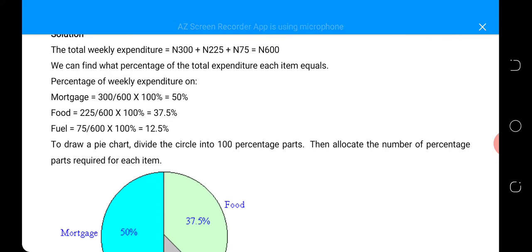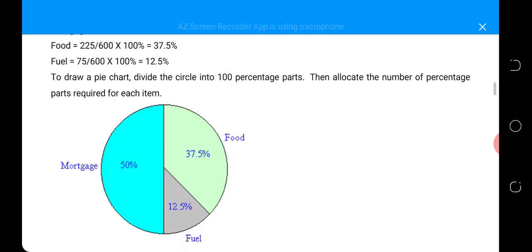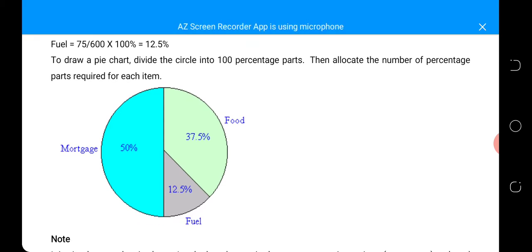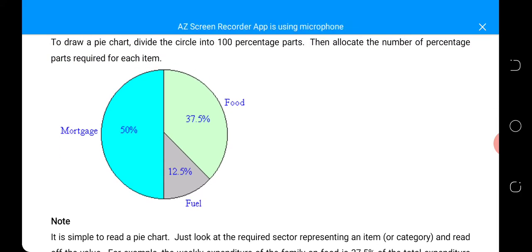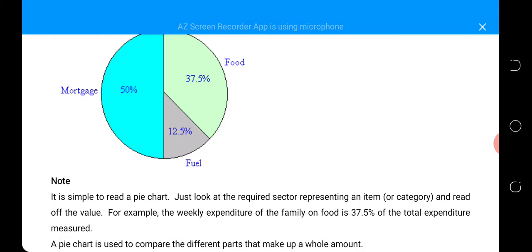To draw a pie chart, we divide the circle into 100% parts. Then we allocate the number of percentage parts required for each item, as shown in the figure below. Mortgage takes 50%, which is half of the whole circle. And the remaining half is shared between food and fuel. But food takes the larger percentage of the remaining half because it has 37.5%, which is more than the 12.5% allocated for fuel.